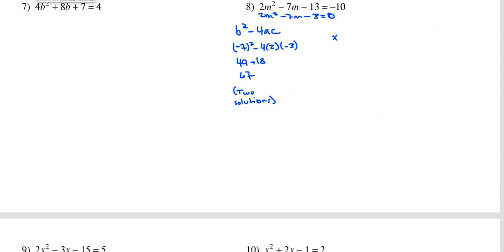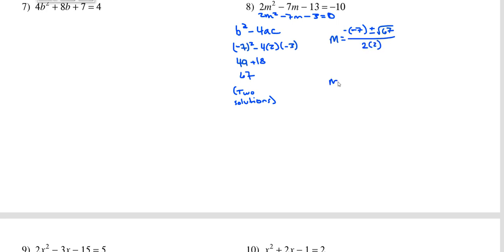So m equals negative b, negative 7, plus or minus the square root of b squared minus 4ac, we get a 67, all over 2 times a, 2 times 2. That turns into 7, double negative makes a positive, plus or minus the square root of 67 over 4.